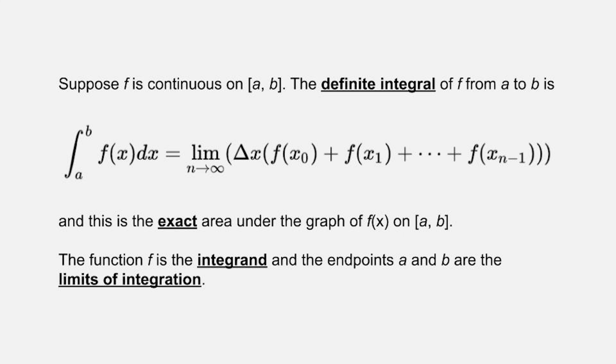And a little bit more vocabulary: the function f is called the integrand, and the endpoints a and b are called the limits of integration. The dx there represents the delta x on the other side of the equality. So this still captures the idea of adding up the area of all these rectangles, where f of x is the height of each rectangle and dx is the width of the rectangle.